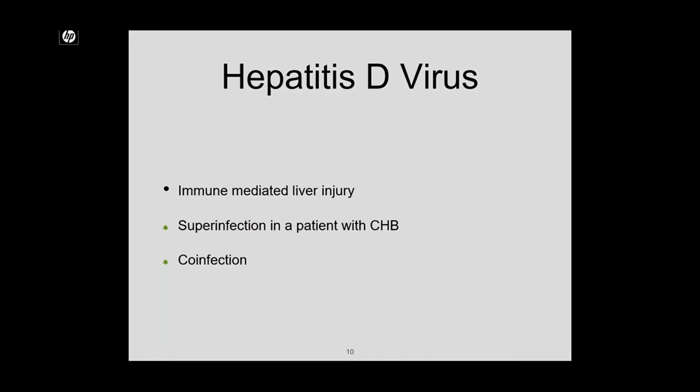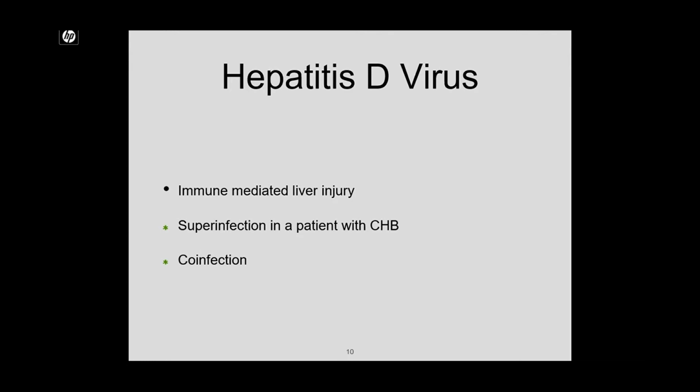After we see the mode of transmission, hepatitis D virus is considered to be an immune-mediated liver injury. As you know, hepatitis B virus is also mainly immune-mediated, but there are some studies which show that hepatitis D virus could also have a direct effect on the hepatocytes. So it could also have direct injury to the hepatocytes, and further necrosis and inflammation may occur. But in general, immune-mediated liver injury predominates, and we have two forms of presentation.